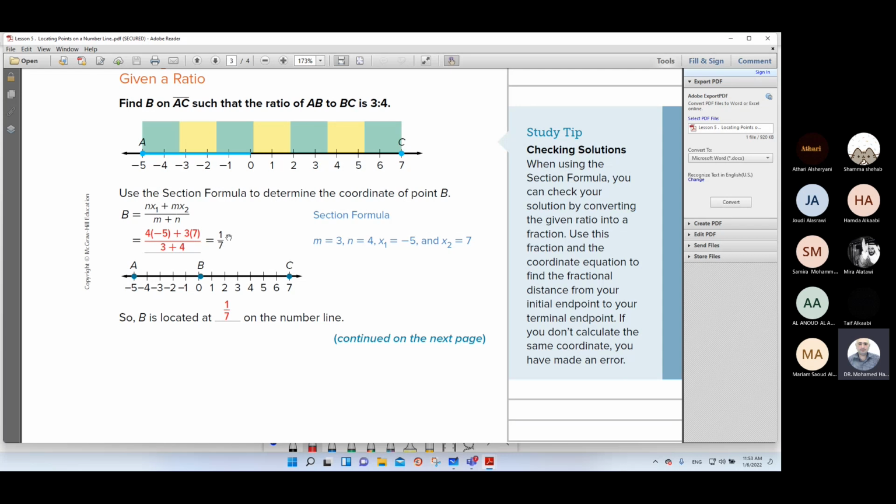Where is 1 over 7 on the number line? Between 0 and 1. The first bar between 0 and 1. You can divide the distance between 0 and 1 into 7 equal bars, then choose the first part. This is the meaning of 1 over 7, which means the point B will be here.